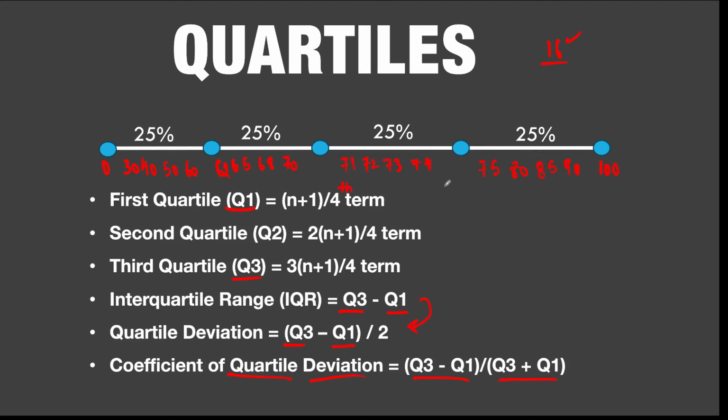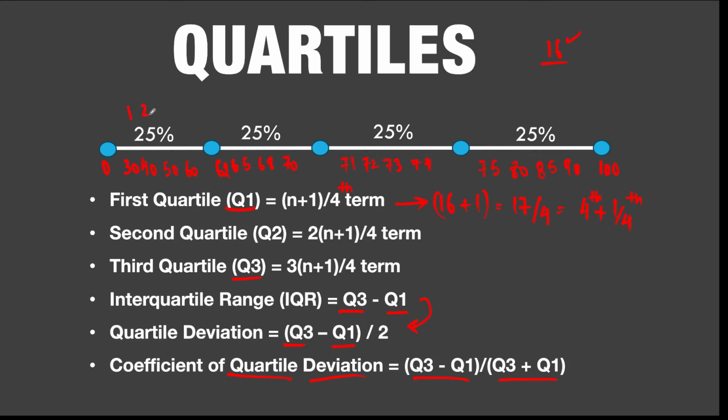Let's say there are 16 students, right? There are 16 total terms or 16 students. So 16 plus 1 is 17. Now 17 upon 4. Find out this value as a proper decimal or a proper fraction, which means 4 plus 1 fourth, or the fourth term plus 1 fourth term ahead. Then you start counting which term we are talking about.